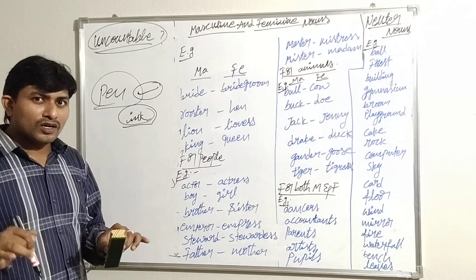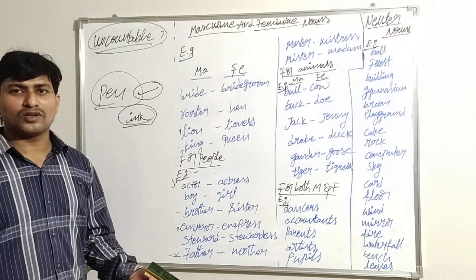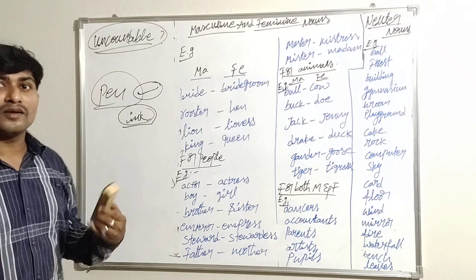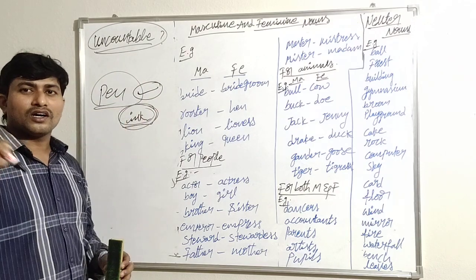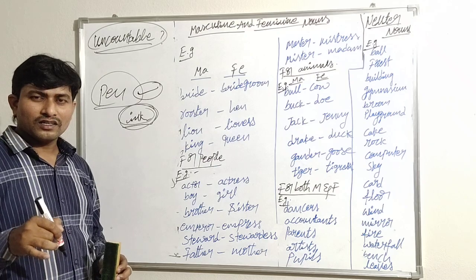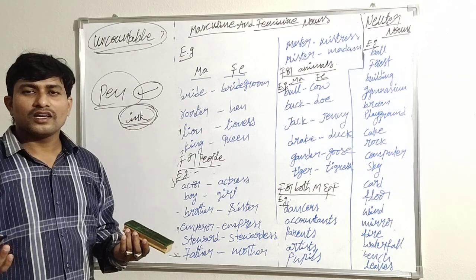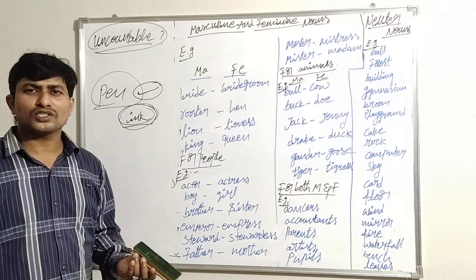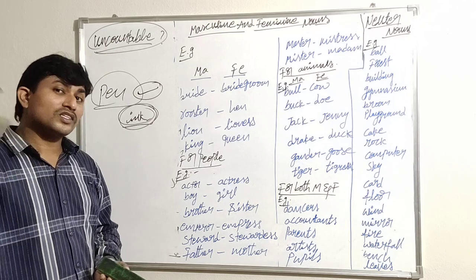But what about uncountable nouns? Neither singular nouns nor plural nouns are called uncountable nouns. So both are not uncountable nouns. But what are the uncountable nouns? What we are unable to count. So pen is countable, but the ink we fill in it in order to write is called uncountable, because ink is not to be counted. We can't count. So that's why uncountable nouns are known as singular nouns.